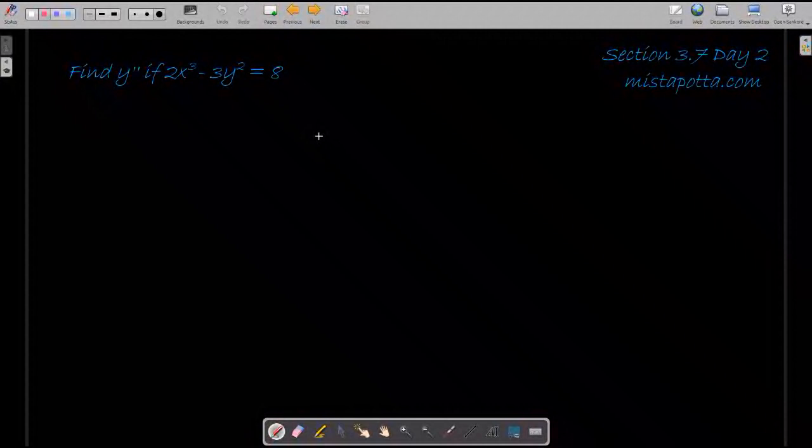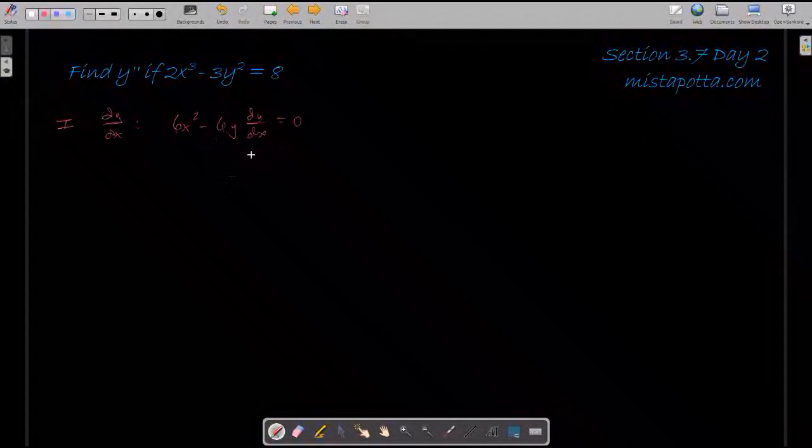And so my first step, of course, is to find dy dx. So to do that, I'm going to take the derivative of each of these terms. So the first term is going to give me 6x squared. My second term, because I'm taking the derivative of something with y, I end up with 6y dy dx. And this is equal to 0 because the derivative of a constant is 0.